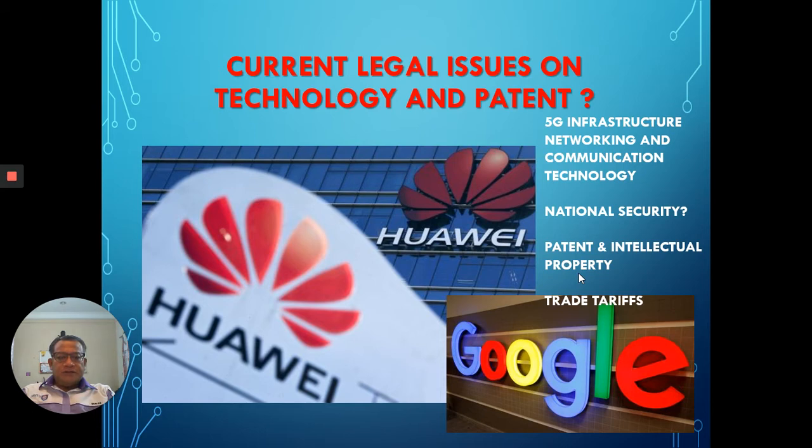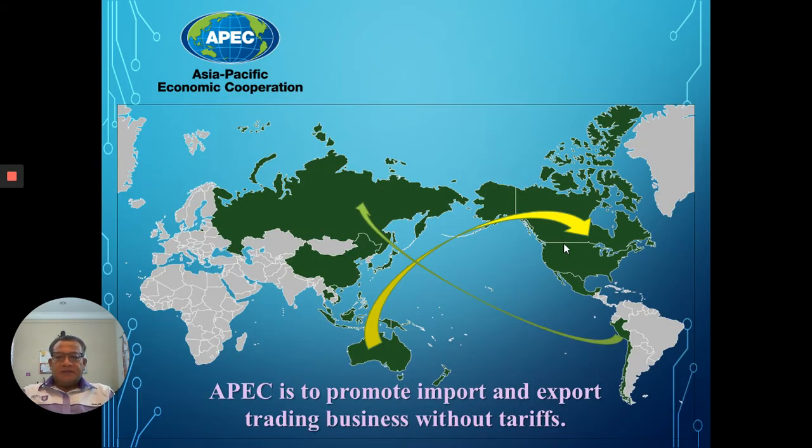This trade tariff issue is not new in global international business, because previously many countries, including the G7 countries, promoted free trade between countries in the name of APEC, Asia Pacific Economic Cooperation. It is an agreement between many countries in Asia, like Russia, China, Japan, South Korea, Thailand, Malaysia, Indonesia, Australia and New Zealand. They have a trade agreement with the United States, Canada, Chile and Mexico, to have free import and export of goods without any tariff.